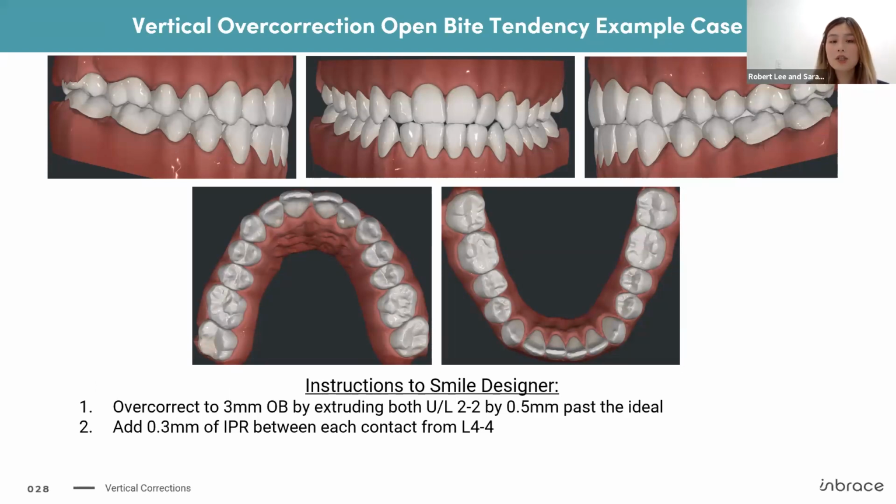So for your instructions to your smile designer, again, as specific as possible, you can instruct them to overcorrect to 3 millimeters of overbite by extruding both the upper and lower 2 to 2.5 millimeters past the ideal. And again, that is because both your upper and lower incisors are a bit more on the intruded side, so they can both benefit from extrusion. And then we'll go ahead and add 0.3 millimeters IPR between each contact from lower 4 to 4, which you've already anticipated when calculating for your setup overbite.